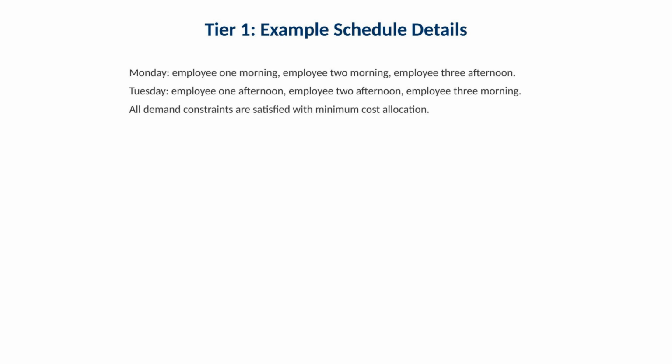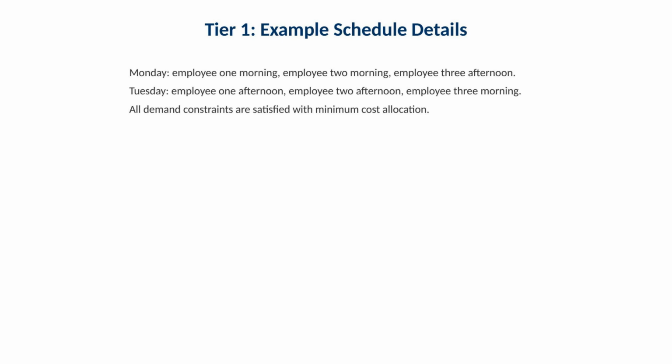Here's the specific schedule from the example. On Monday, employee 1 works morning, employee 2 works morning, and employee 3 works afternoon. On Tuesday, employee 1 works afternoon, employee 2 works afternoon, and employee 3 works morning.